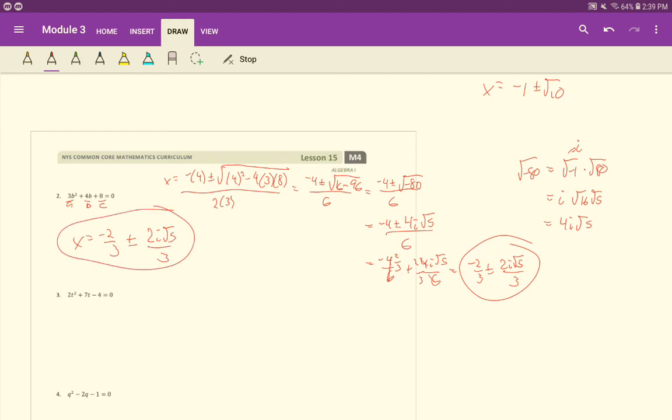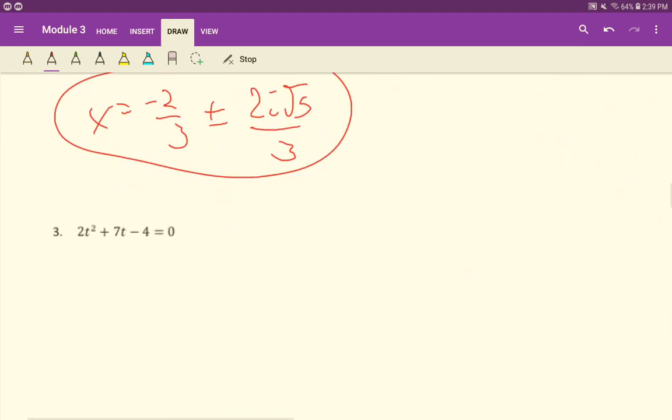Okay, so there's our answer. All right, next, quadratic formula again. Go ahead and try it on your own. What's your a, b, and c, and then plug it in the formula and try and simplify. Pause the video and do it.